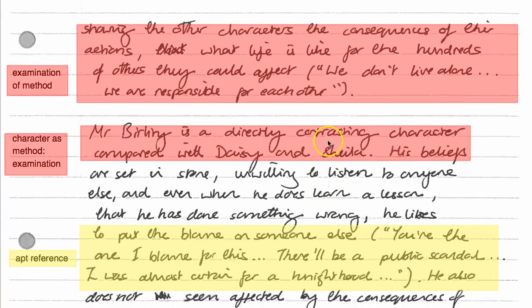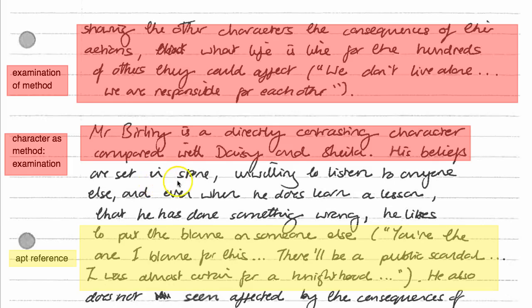Mr. Birling is a directly contrasting character compared with Daisy and Sheila. So this is a method. The examiner's understanding from this is that the candidate means Priestley deliberately uses Birling to contrast. It'd be better if you spell that out.